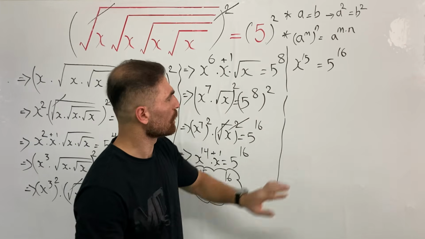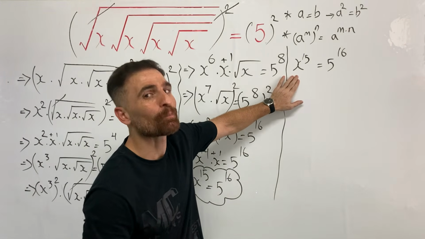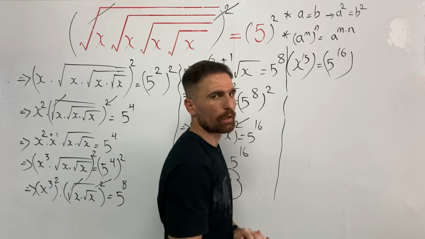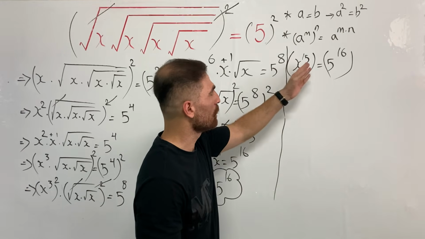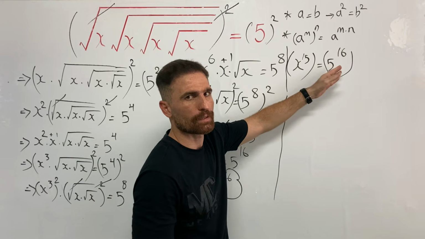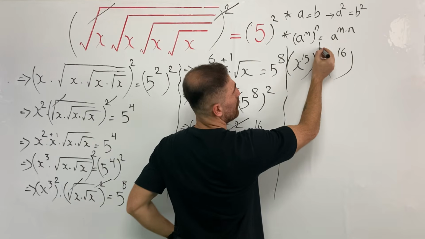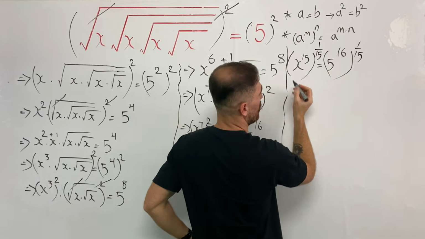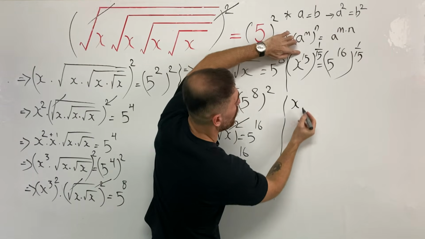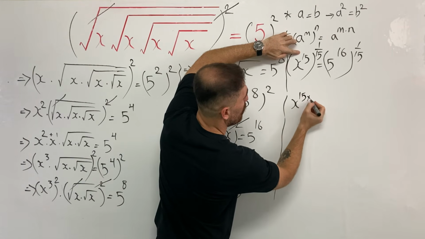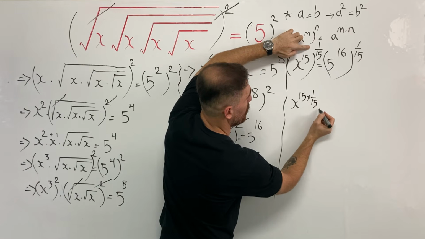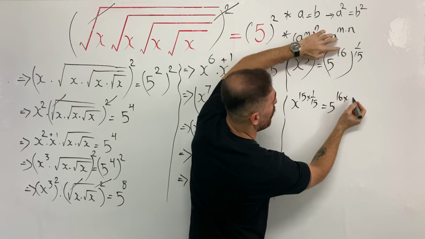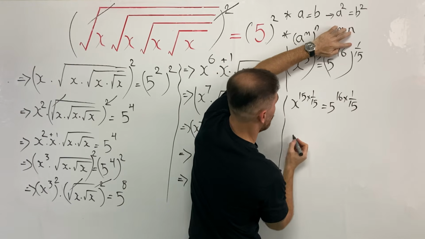What is your solution to find out the value of x? Right, I am going to raise both sides to the power of which number? 15, 16, 1 over 16, 1 over 15, right, 1 over 15. Left side, x to the power of 15 times 1 over 15 is going to be 5 to the power of 16 times 1 over 15.